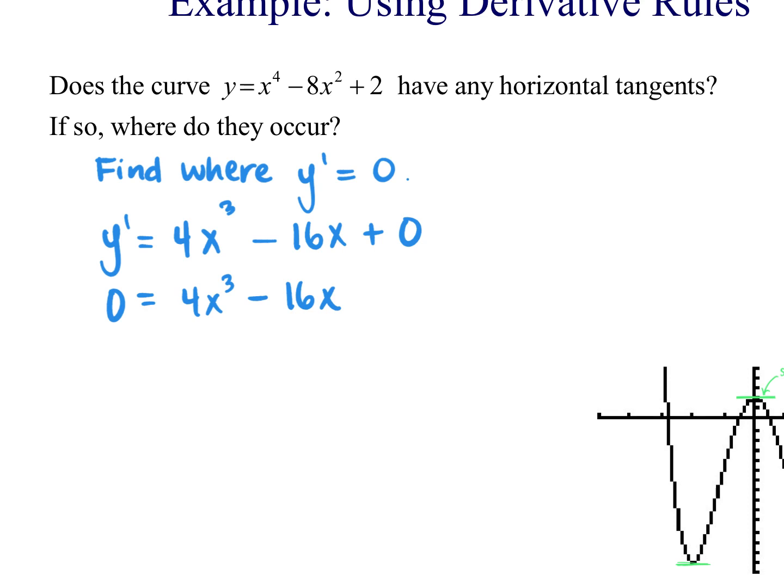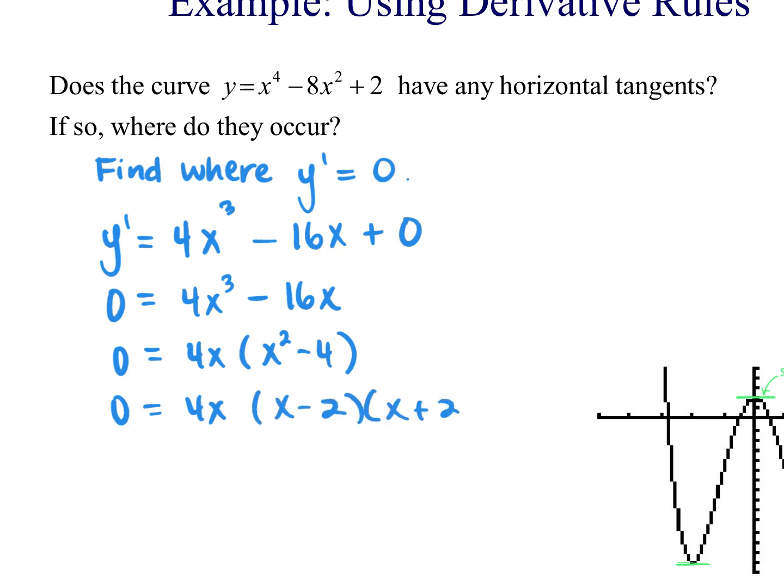I solve this, keeping it set equal to 0 by factoring out a 4x, which leaves me with x squared minus 4. I factor that. That leaves me with x minus 2, x plus 2. And so I have a solution for each of those factors. I have a solution for the 4x, which would be 0. I have a solution of 2, and I have a solution of negative 2.